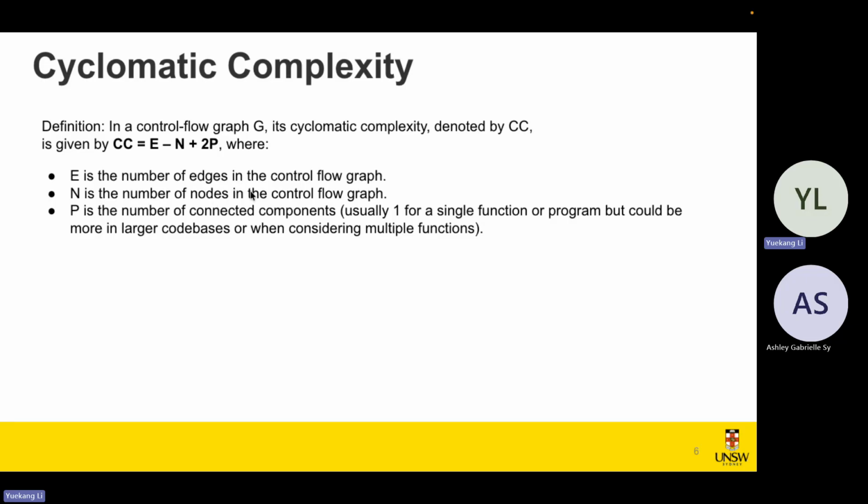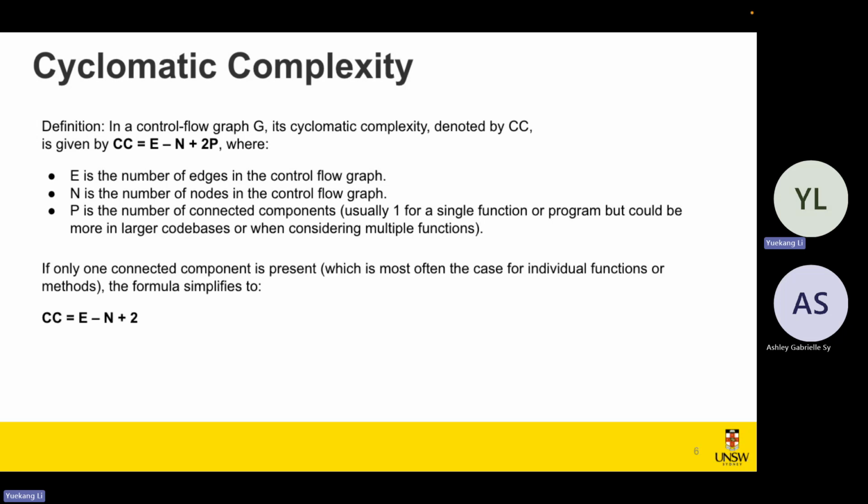However, since we only care about a single function here, we consider that everything is connected. Inside the graph, all the nodes are connected. Therefore, we have the P value equal to 1 for unit level cyclomatic complexity. So the equation could be simplified like this: the cyclomatic complexity is the number of edges minus the number of nodes plus 1.